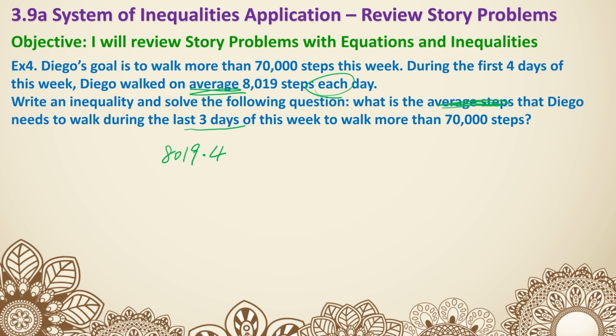Since it's steps, let's actually use letter S. For 3 days, so it's going to be 3S. So we're going to need to add the first 4 days of total steps and the next 3 days of total steps. They have to be more than 70,000, so greater than 70,000 steps. Finish solving, then you should get an answer, but you need a whole number that's bigger than whatever answer you got. So I'll leave the solving part to you.